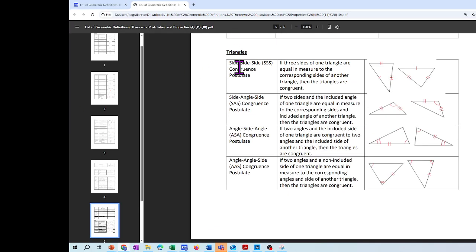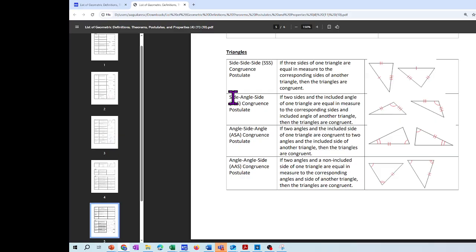So you have the side-side-side congruence postulate. That means that you're going to have two triangles, okay? And the sides are going to be congruent. So you have to take a look at the tick marks. For example, this side has one tick mark, so it's going to be congruent to this side. This one has two tick marks, so it's going to be congruent to this other side. This side has 3 tick marks, so it's congruent to this one. So it means that all the sides have the same measurement.